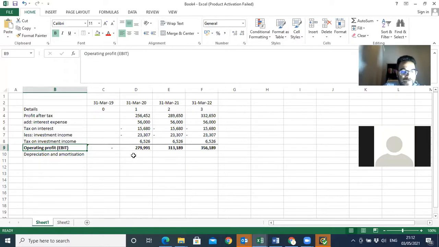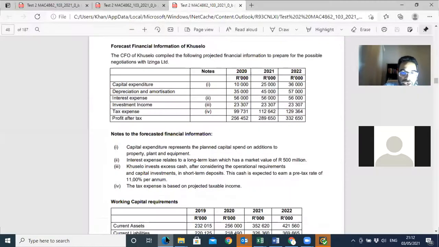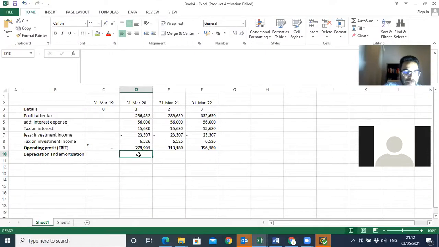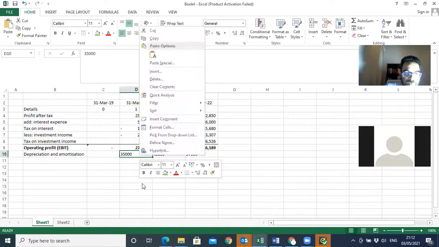The way you're going to add it back, just add it back. What's depreciation? 35. Can someone just read out 35? I think I saw 42 and then 57. Can you just confirm that for me?